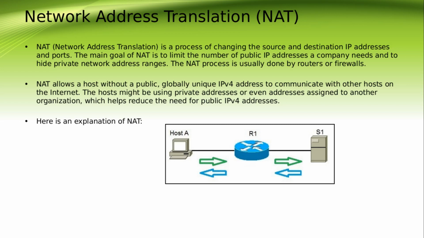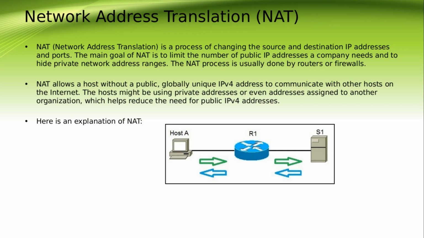There are three types of NATing. Static NAT translates one private IP address to a public one. The public IP address is always the same. Dynamic NAT: private IP addresses are mapped to a pool of available public IP addresses. And the third one is port address translation, PAT. One public IP address is used for all internal devices, but a different port is assigned to each private IP address. This type is also known as NAT overload.